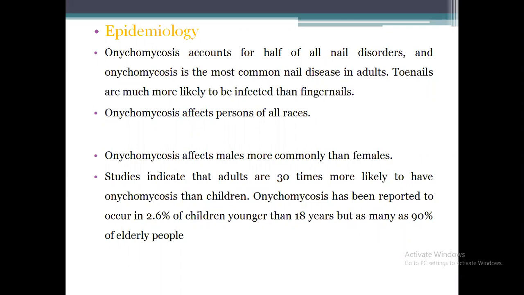Onychomycosis affects persons of all races. It is more common in males compared to females. Studies indicate that adults are 30 times more likely to have onychomycosis than children. Onychomycosis has been reported to occur in 2.6% of children younger than 18 years, but as many as 90% of elders.